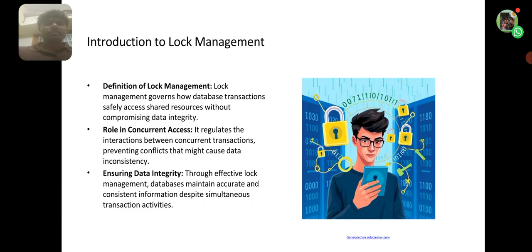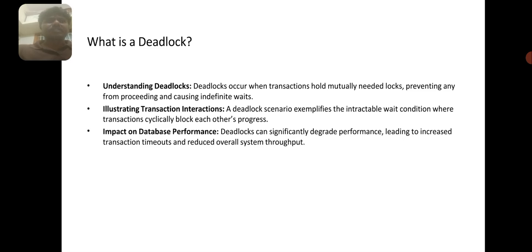What is its role in concurrent access? It regulates concurrent transactions, preventing conflicts that might cause data inconsistency and ensuring data integrity. Through effective lock management, the database maintains accurate information about simultaneous transaction activities, ensuring data integrity.